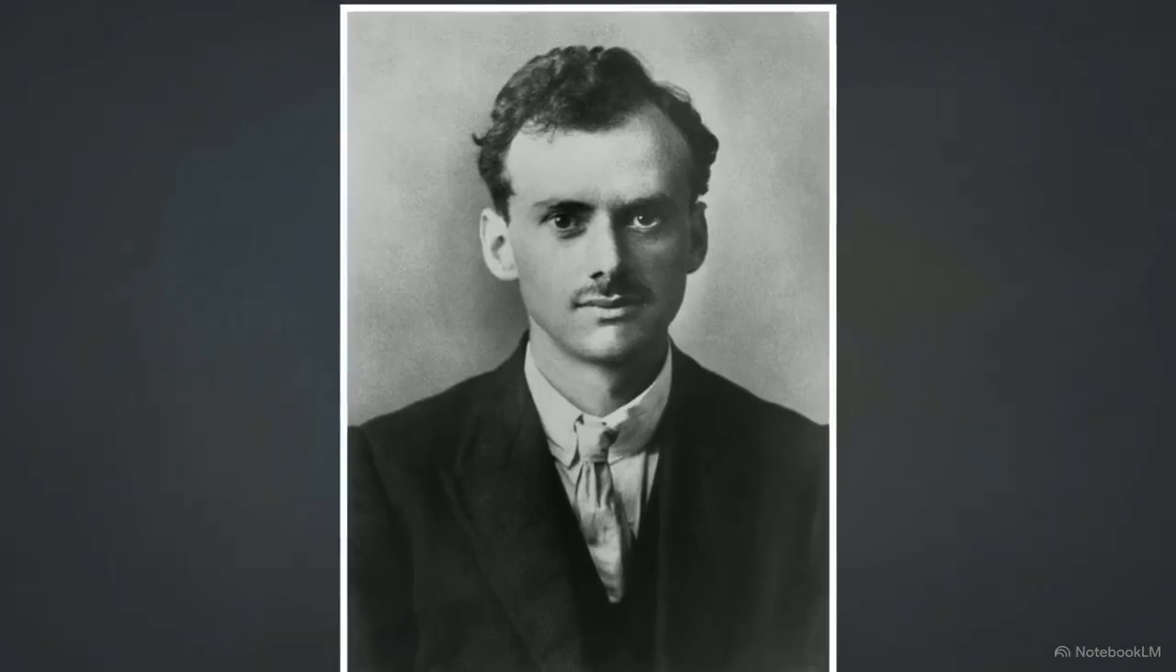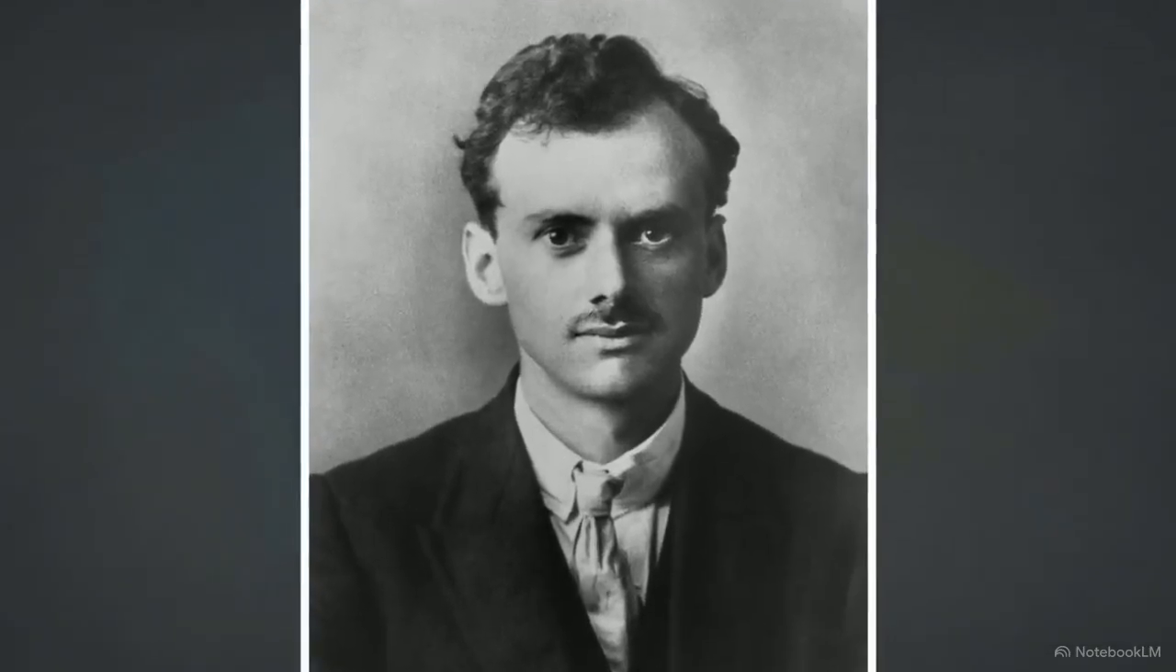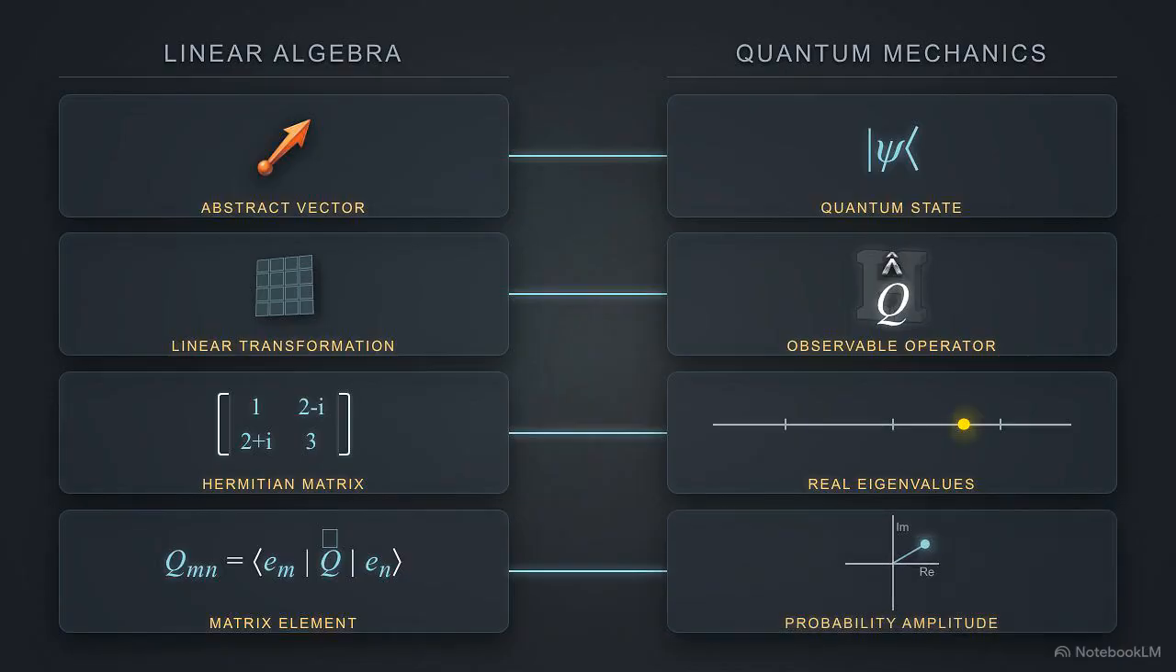We bridge this geometry to physics using the notation developed by Paul Dirac. Look at the translation. An abstract vector is the physical quantum state, or the ket psi. Linear transformations map directly to observable operators, like position, momentum, and the Hamiltonian. Hermitian matrices guarantee real eigenvalues, which correspond to observable physical quantities we can measure.